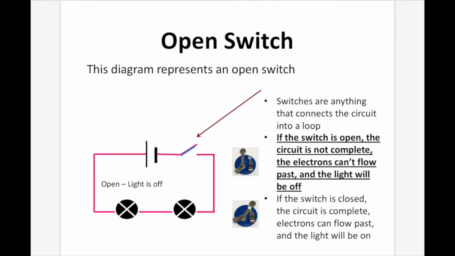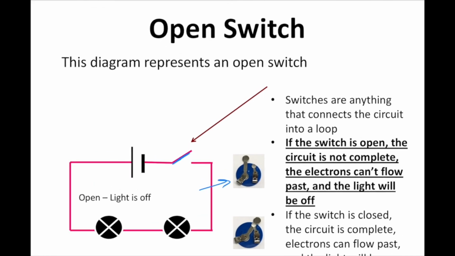Now, a switch doesn't always have to be like a light switch. This here is an open switch. You can see that if we have components coming in on the left-hand side, and we have wires going out the other side, they're not going to be connected because these two ends right here are not connected to each other.